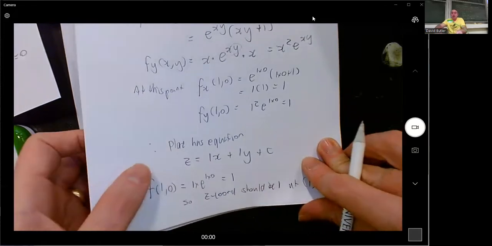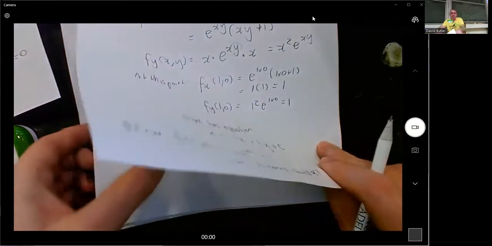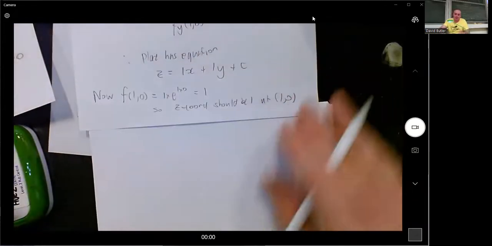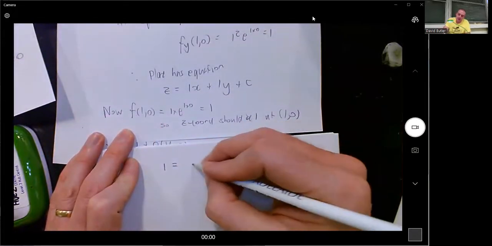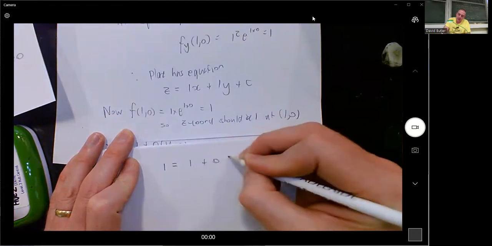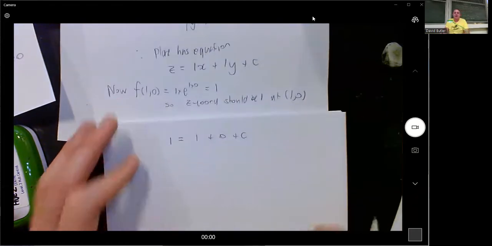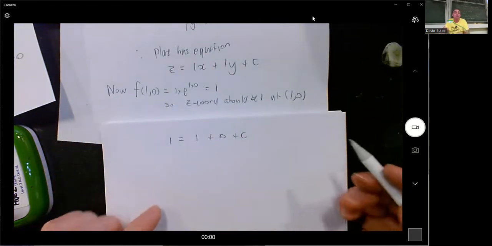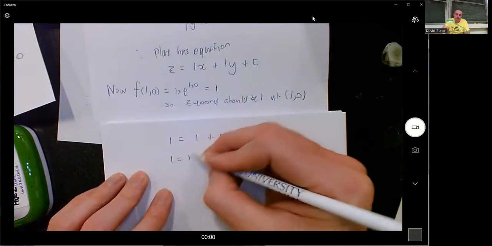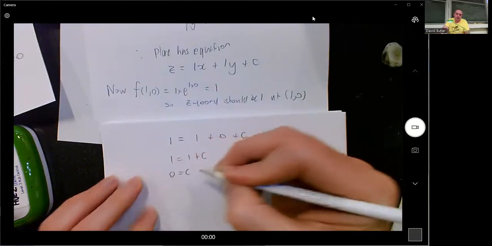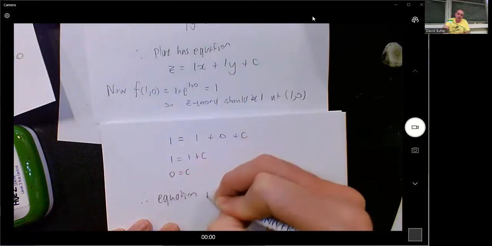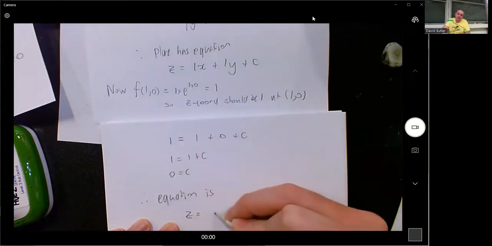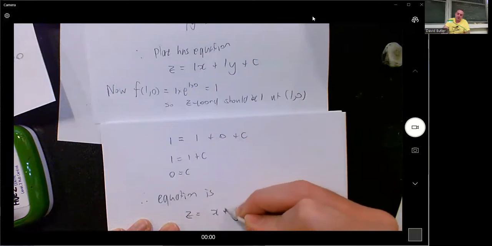And so the z coordinate should be 1 when x is 1 and y is 0. And so I get c has to be 0. And so therefore the equation is z equals x plus y plus 0.